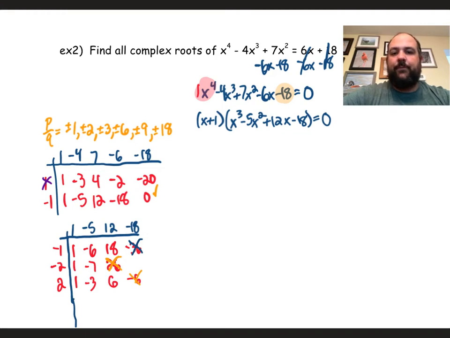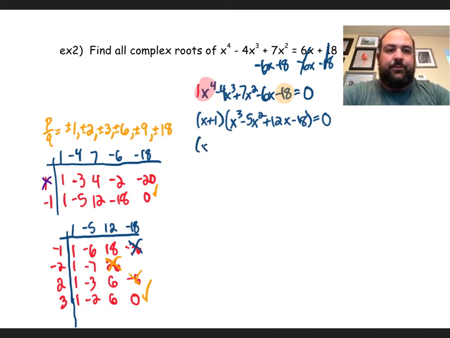Let's try 3 in this case. Bring down the 1. 3 times 1 is 3, plus -5 is -2. 3 times -2 is -6, plus 12 is 6. And then 3 times 6 is 18, plus -18 is 0. Hey, we found one that works finally. All right, so now 3 is also a solution.